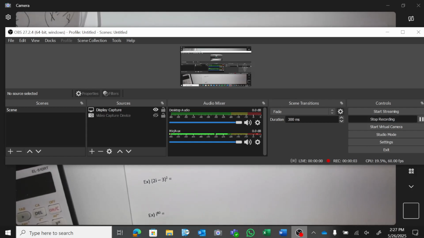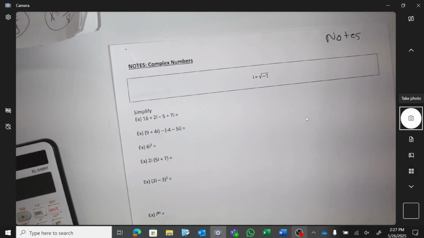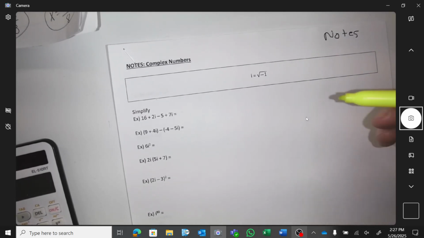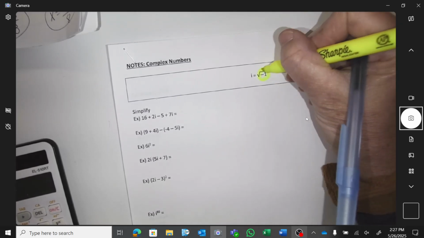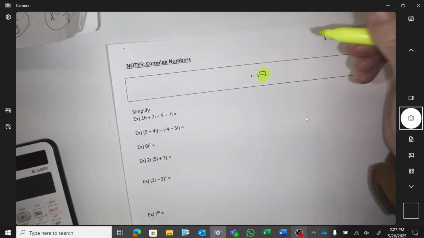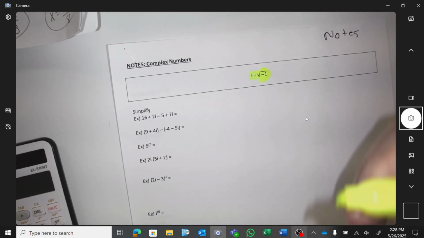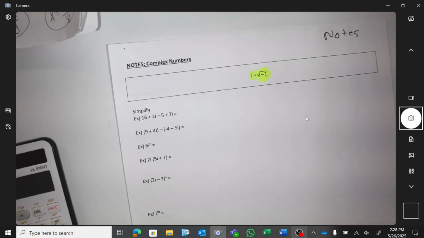Okay, imaginary complex numbers. So here's the deal. All along, you've been taught this: you can't square root negative numbers. Until today, we're going to call them imaginary numbers. So that's why it's called an i. It's called an imaginary number. Why are we imagining stuff?